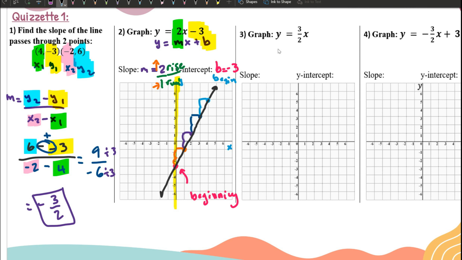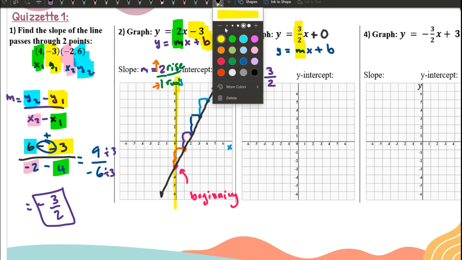Write it the same way that I'm writing it right now: y equal to mx plus b. Okay. So in this case, your slope is 3 over 2. Your b, you don't see any number here. So what would you put if you don't see any? It's 0. It's nada, right?